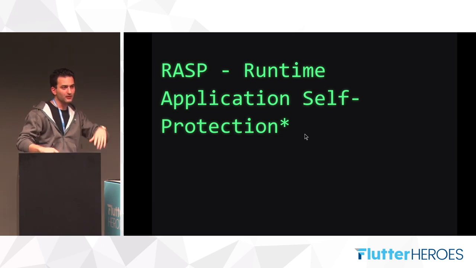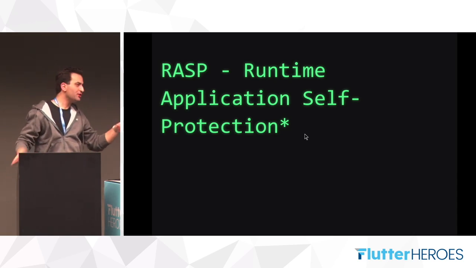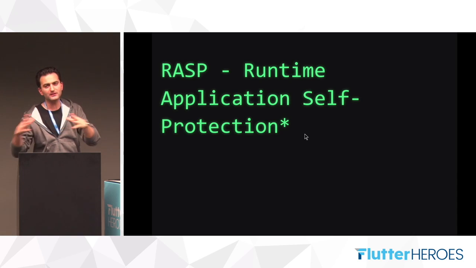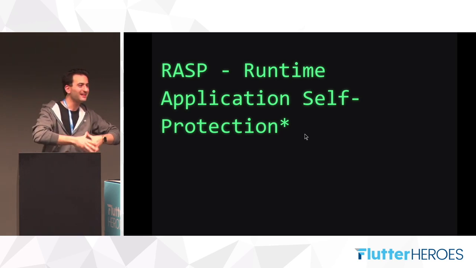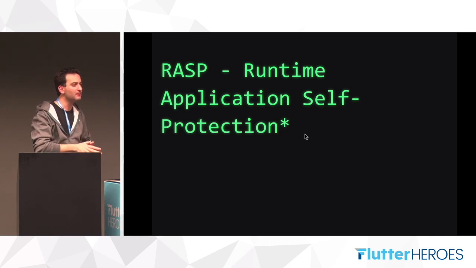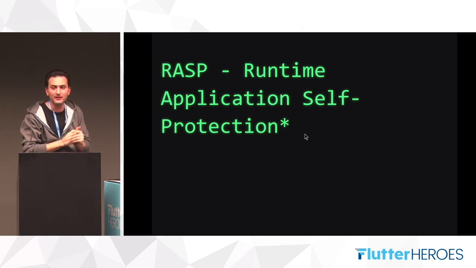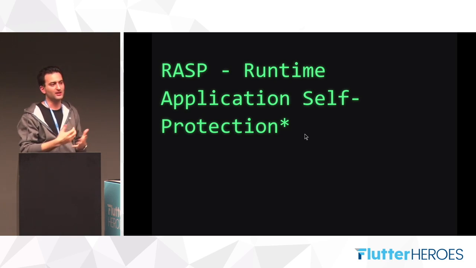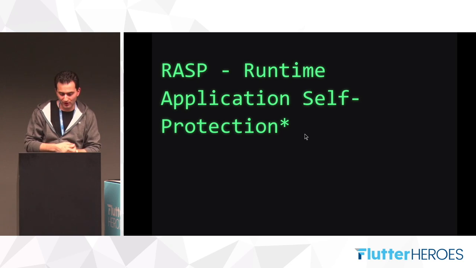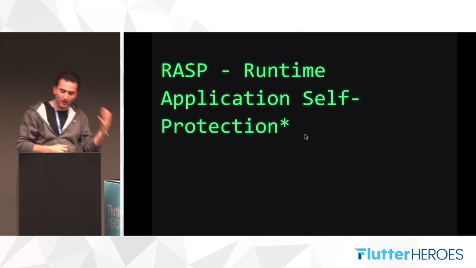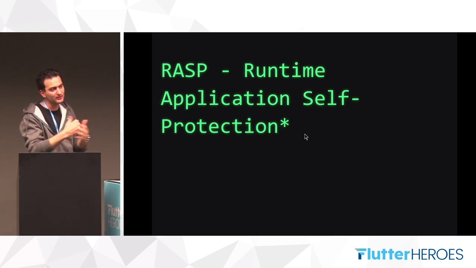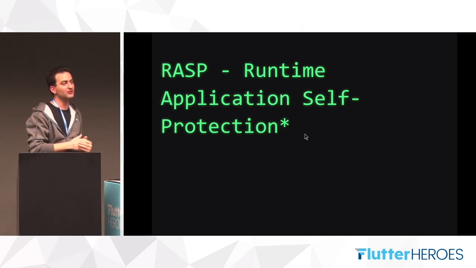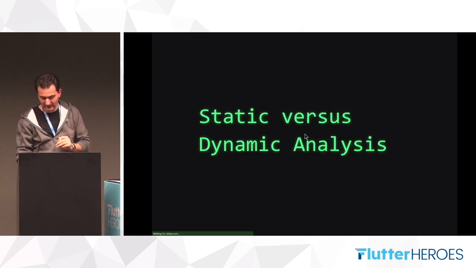But, luckily, there are new approaches. Some of the things that I mentioned must be taken care of during the build time, like statically, but some of them can be detected at runtime. And that's a new approach which is called RASP, Runtime Application Self-Protection. It's a way of protecting your application while it's happening during runtime. Let's take a look at that.